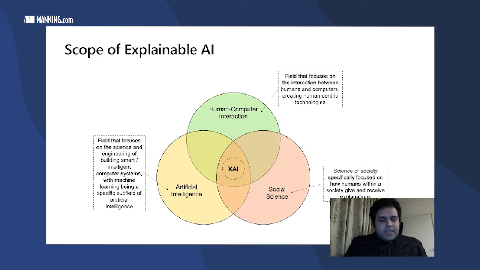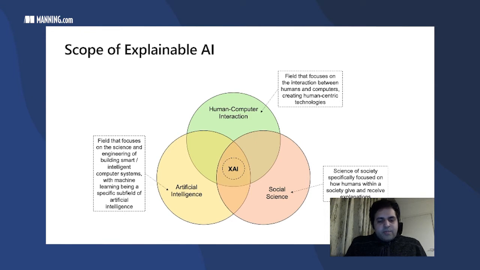And XAI is not just about artificial intelligence, it's actually at the intersection of three different fields: AI, human-computer interaction, which is all about dealing with human-centric technologies, or how humans interact with computers, and also the social sciences, which is essentially focused on how we receive explanations and what sort of explanations are satisfactory.